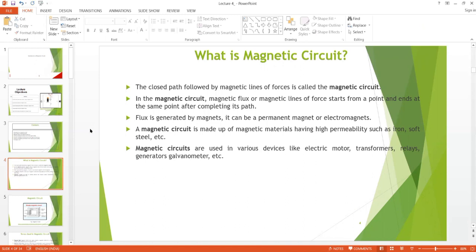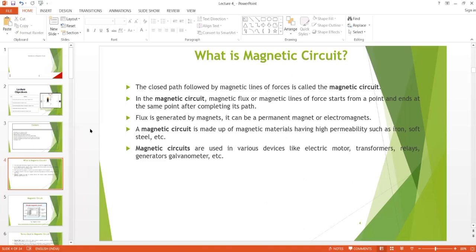So the closed path followed by the magnetic lines of force is called a magnetic circuit. It starts at one end and ends at the same point after completing its path, whereas in the electrical circuit, it was not the same case. In the magnetic circuit, we talk about flux; in the electrical circuit, we talk about current. Depending on the flux, we have two different types of magnets: one is the permanent magnet, and one is the electromagnet.